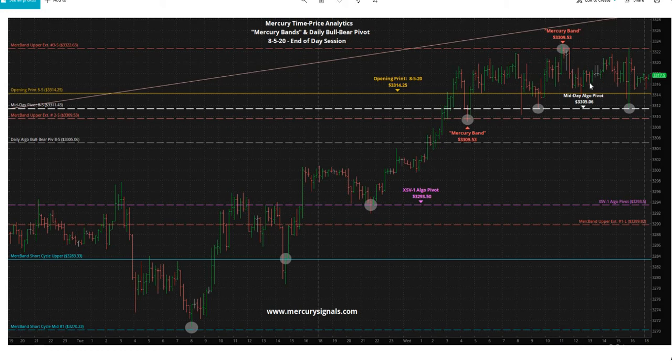So it doesn't matter where it was trading at the time we put out the midday pivot. It's a mathematical equation based on time and price, because that's what the institutional algos work on. They work off of time. You hear me say this all the time. Time is more important than price. Time is more important than price.